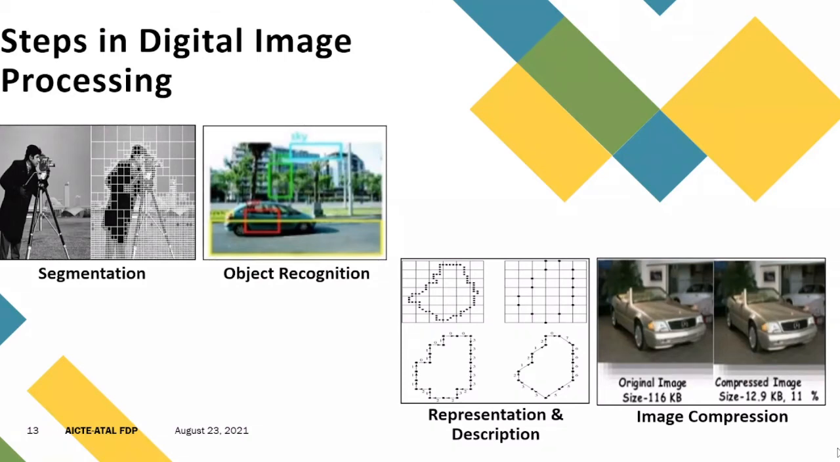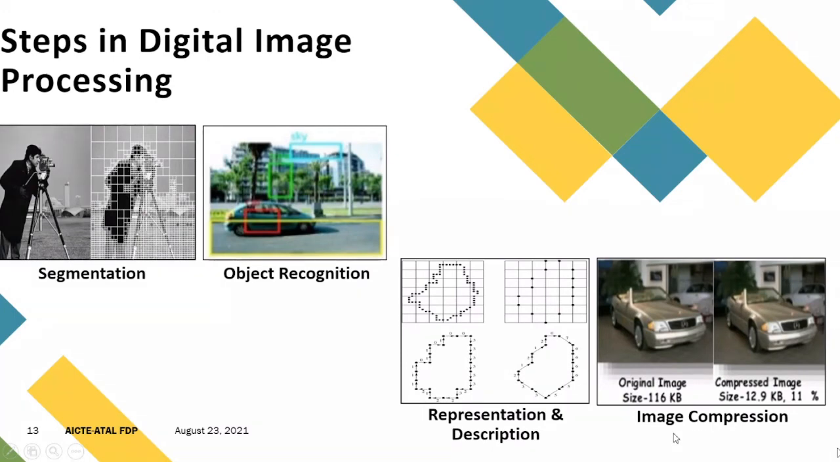Next is representation and description. You can see in this particular case, representation is being done by taking the boundaries. Representation is also done just by pointing out certain pixels. So depending upon the application, different types of objects can be extracted. So representation and description all give you the attributes which are useful for image processing.